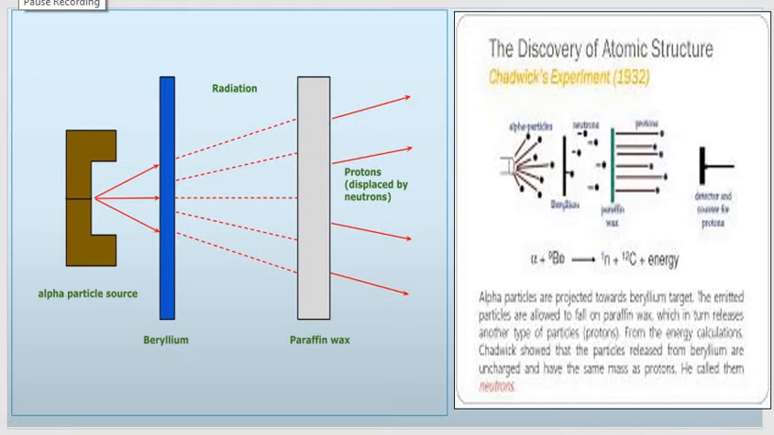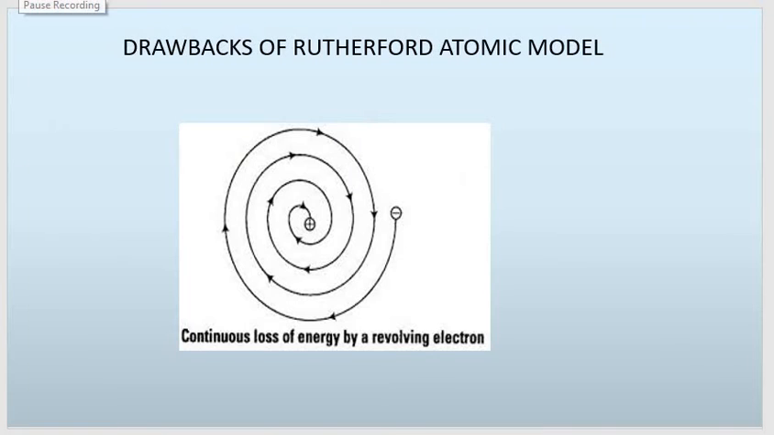In Chadwick's experiment, alpha particles are projected towards a beryllium target. The emitted particles are allowed to fall on paraffin wax, which in turn releases another type of particle, that is protons. From the energy calculations, Chadwick showed that the particles released from beryllium are uncharged and have the same mass as protons. He called them neutrons.